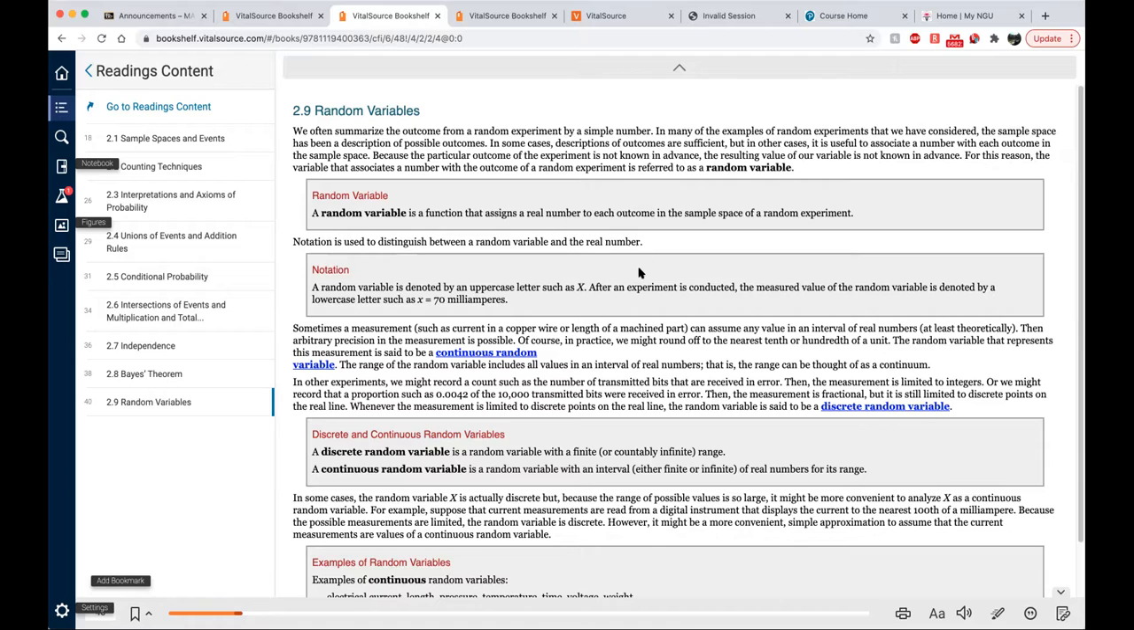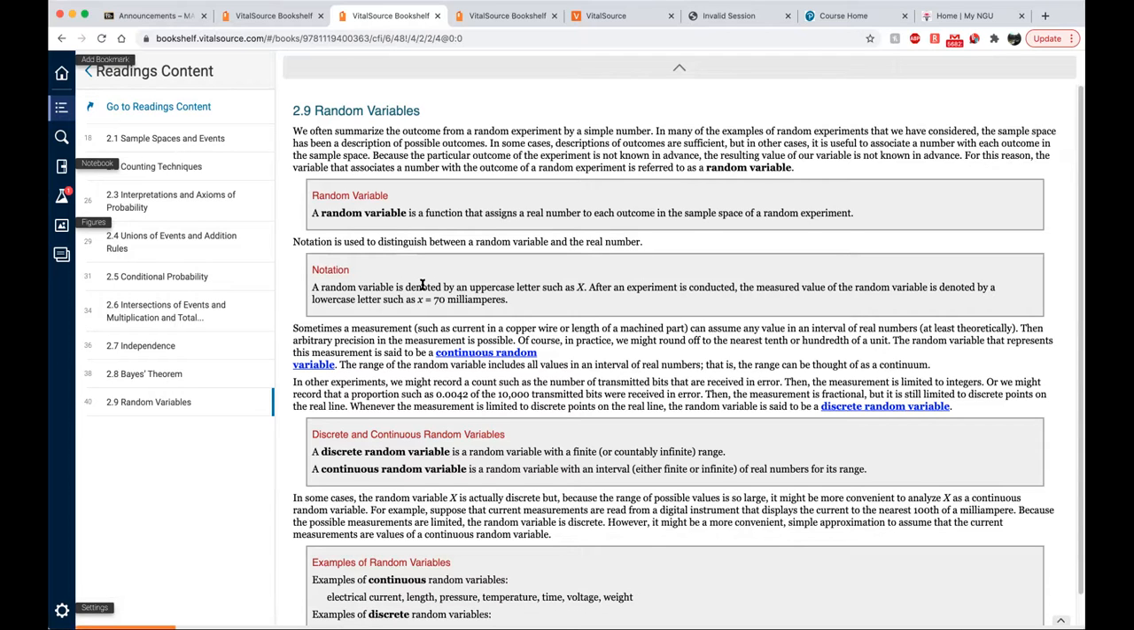Here's the notation. The random variable is denoted by an uppercase letter such as X. After an experiment is conducted, the measured value of the random variable is denoted by a lowercase letter, such as x equals 70 milliamperes. So lowercase x represents a specific value of the random variable, and capital X is used as the random variable itself.